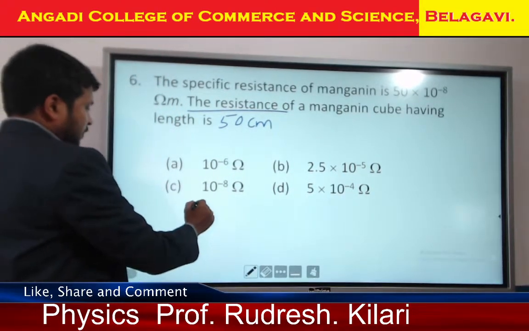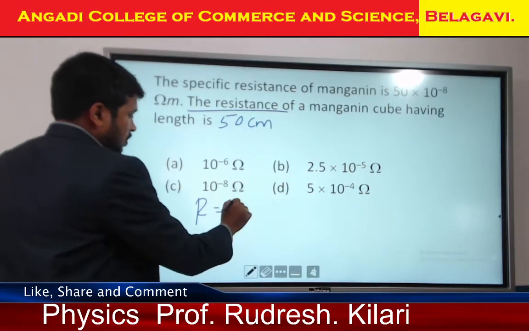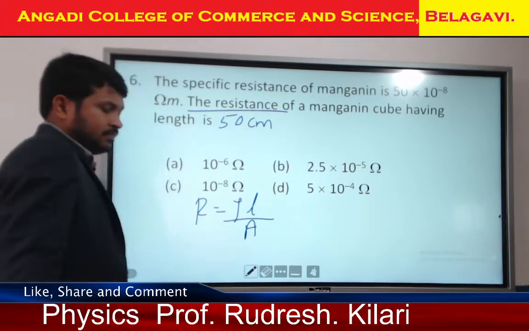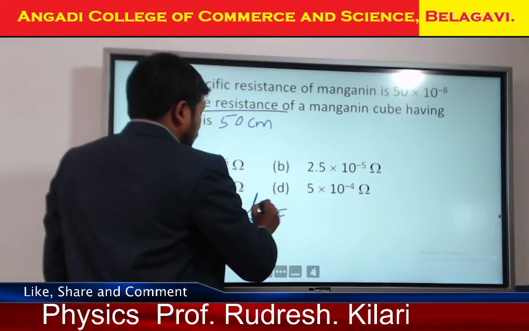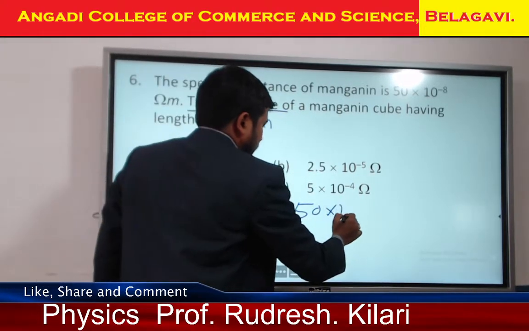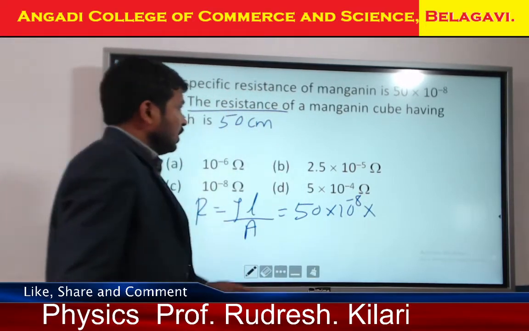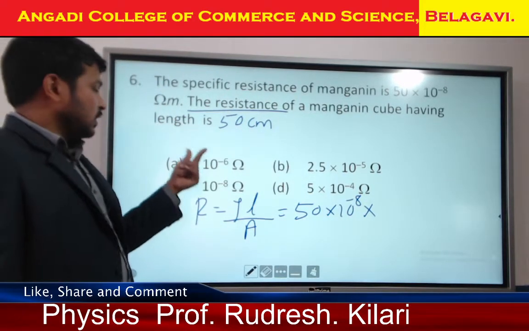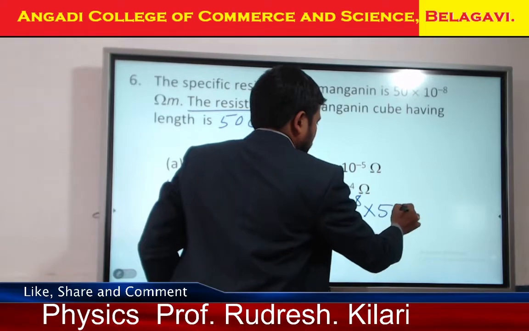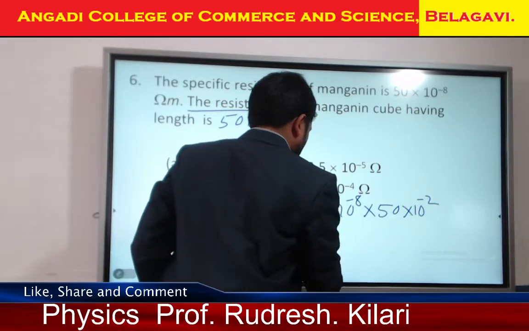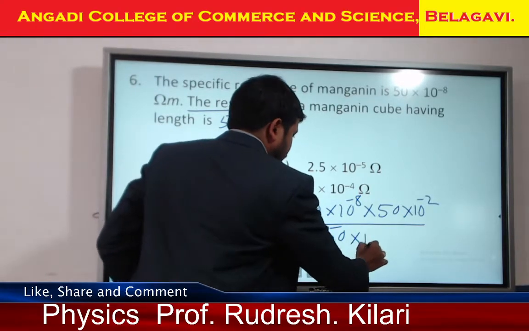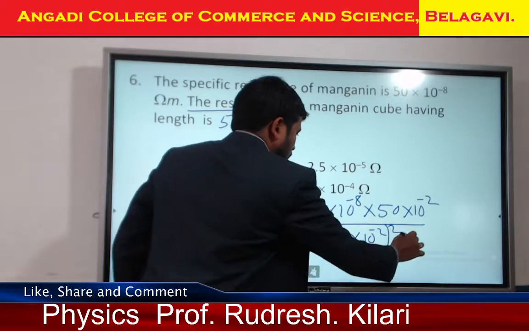Okay, students, I'll use the formula R equals rho L by A. What is the value of rho here? 50 into 10 to the power of minus 8. A cube is mentioned, so one side, the length, is 50 centimeters, that is 50 into 10 raised to minus 2, divided by the area, 50 into 10 raised to minus 2, whole square.